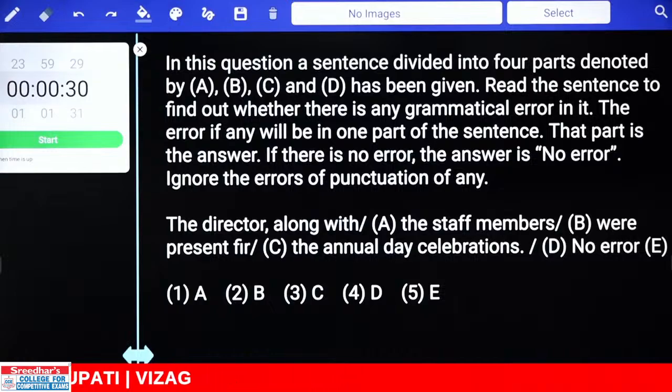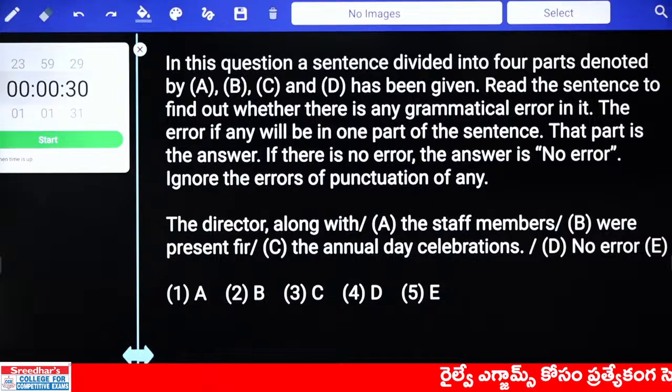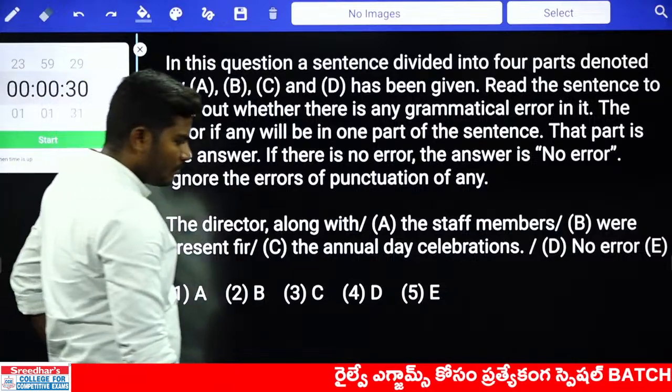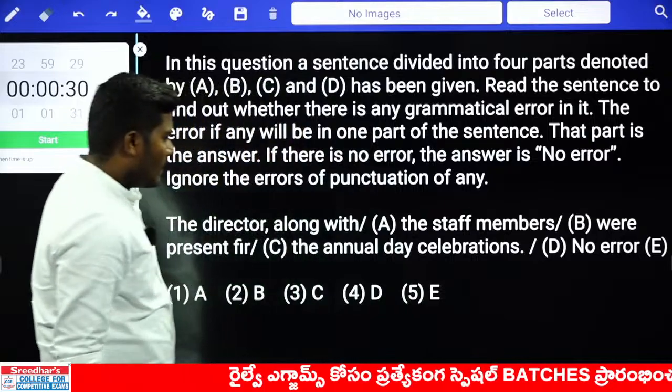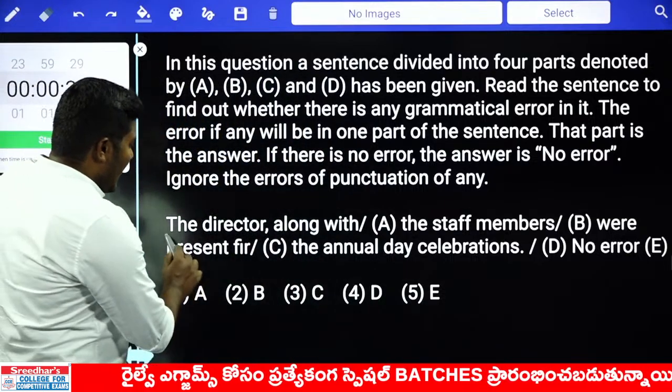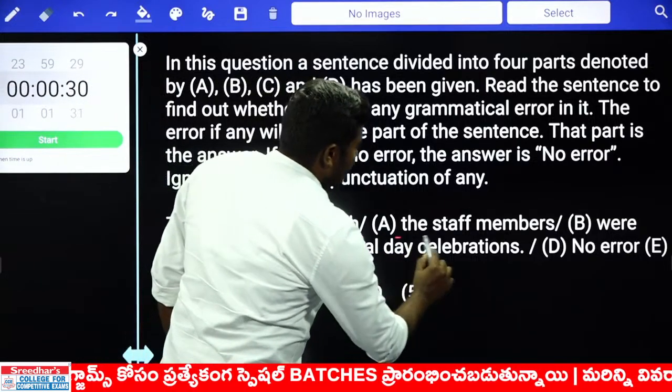Is, Mohan Kumar. It's not "is". The statement is in the past, right, Mohan? Look at this. Yeah, let's go for this now. Very good. The director along with the staff members.